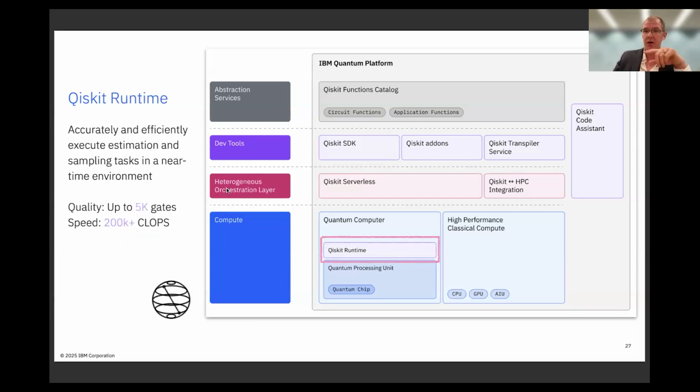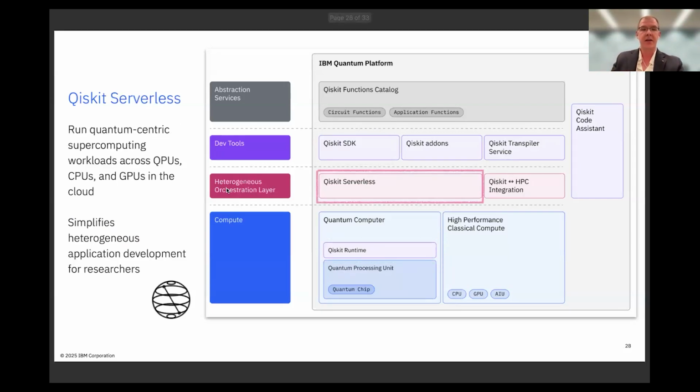Qiskit runtime is how we run quantum circuits efficiently. That's something that we take care of on our side. It's something that we use inside that IBM quantum system too, in order to run circuits for our end users. And then Qiskit serverless, right? Quantum computing is coming of age in the cloud computing world. And so we need to be able to orchestrate computations across QPUs, CPUs, and GPUs.